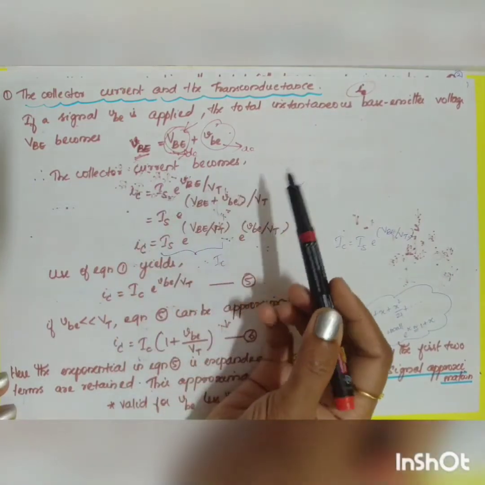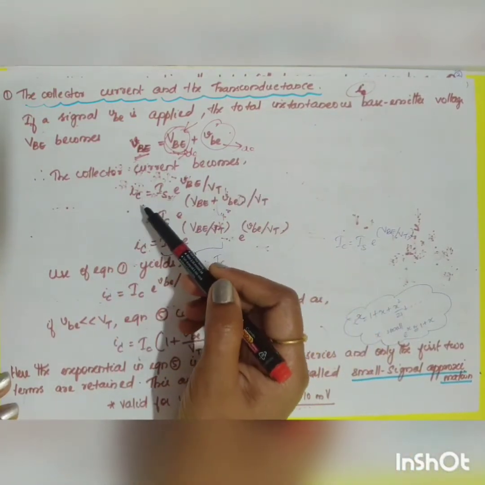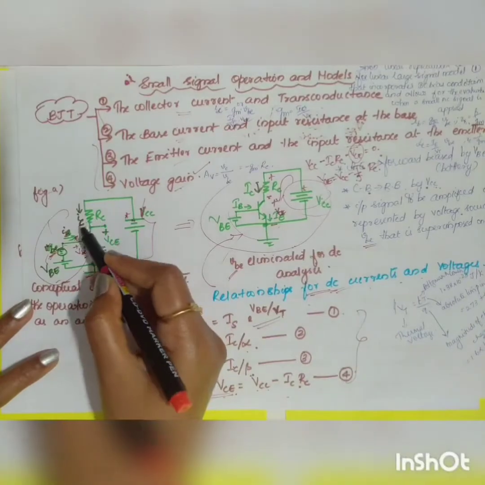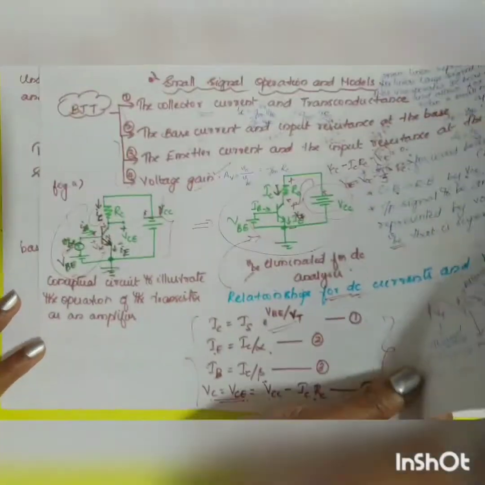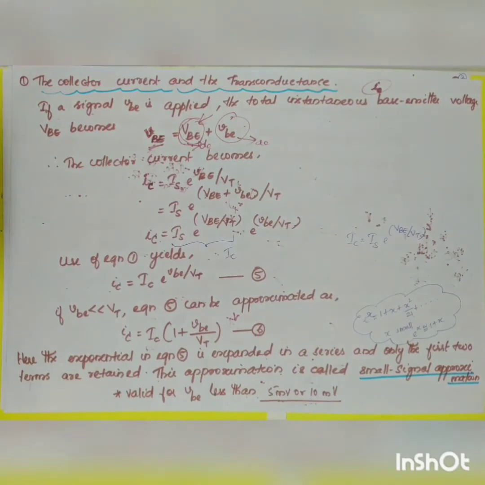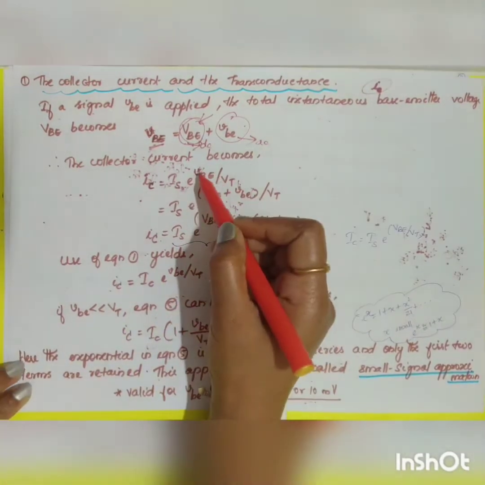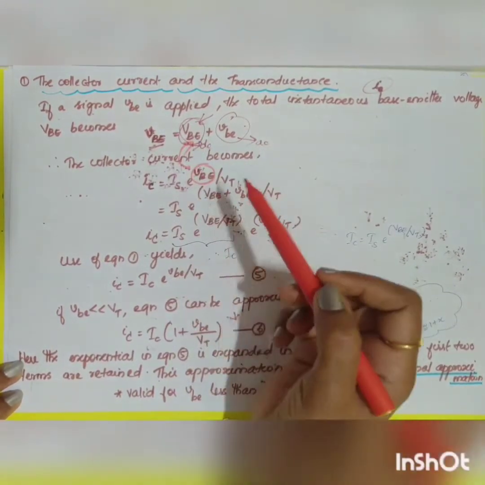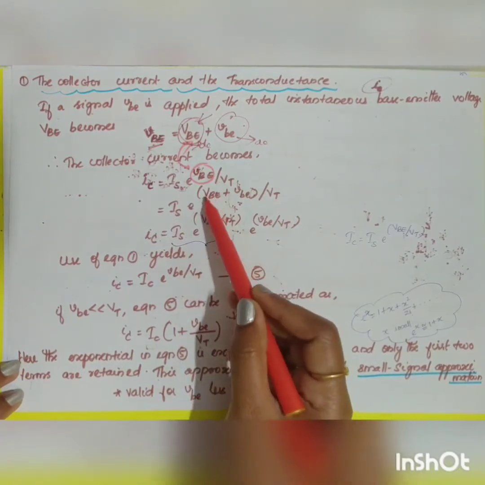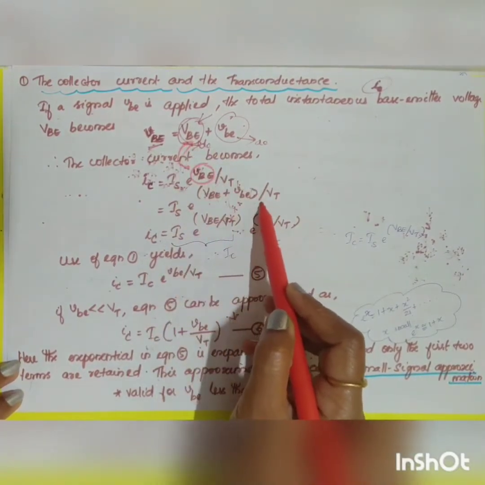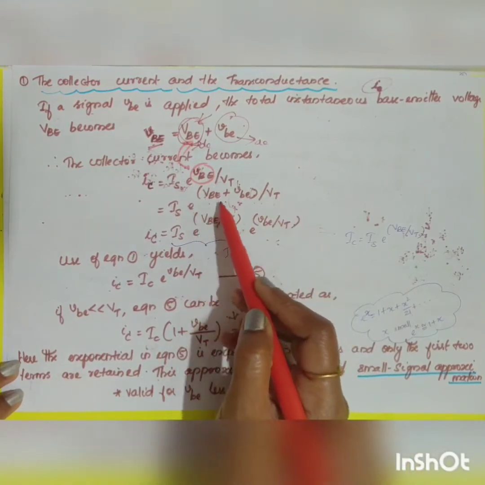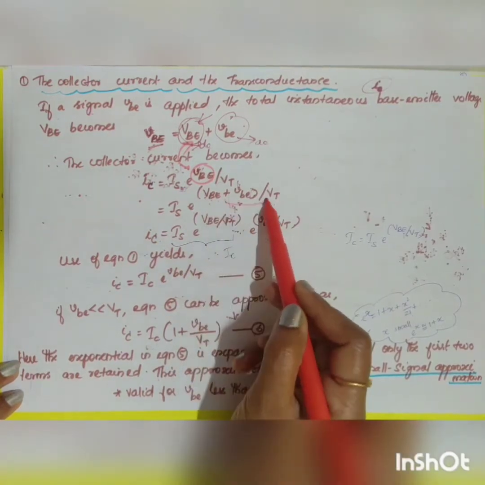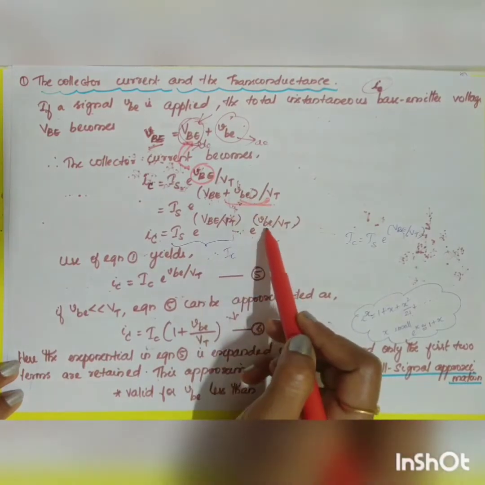Therefore the collector current becomes, what will be your collector current? iC will be equal to the total collector current, small i capital C. So this is your collector current. iC will be equal to, what will be the value you will be getting? IS into e power VBE divided by VT. Now instead of VBE you are going to substitute the value, right? That is what is done here. So which is equal to IS into e power capital VBE plus small vbe divided by VT. You can split the e power and write, right? So iC is equal to IS into e power VBE divided by VT into e power small vbe divided by VT.